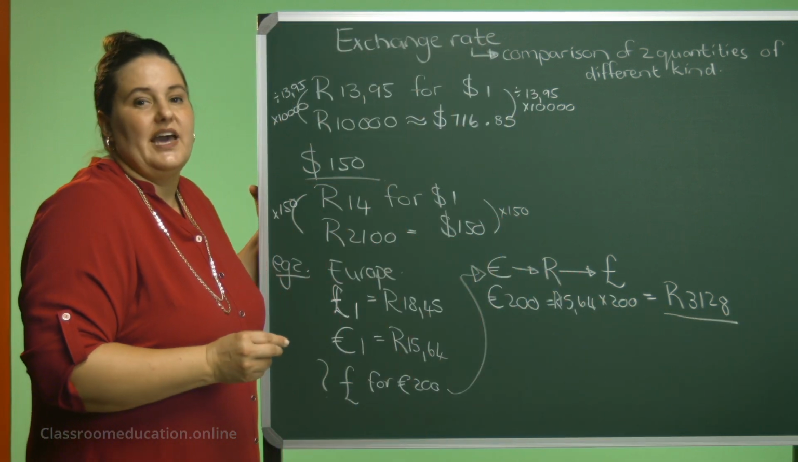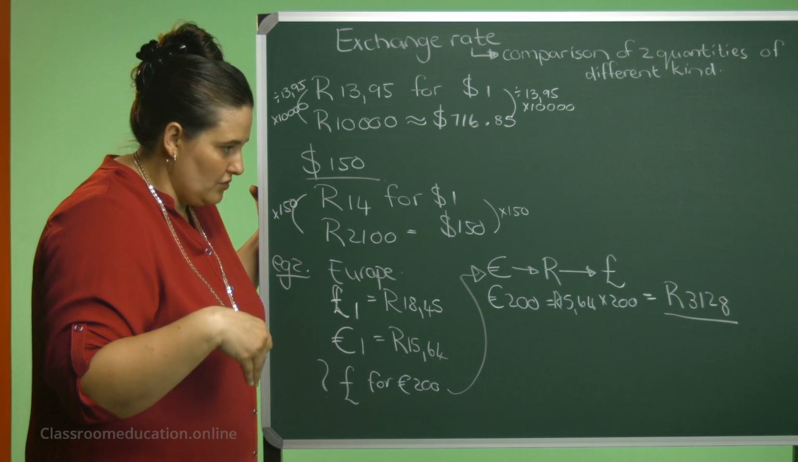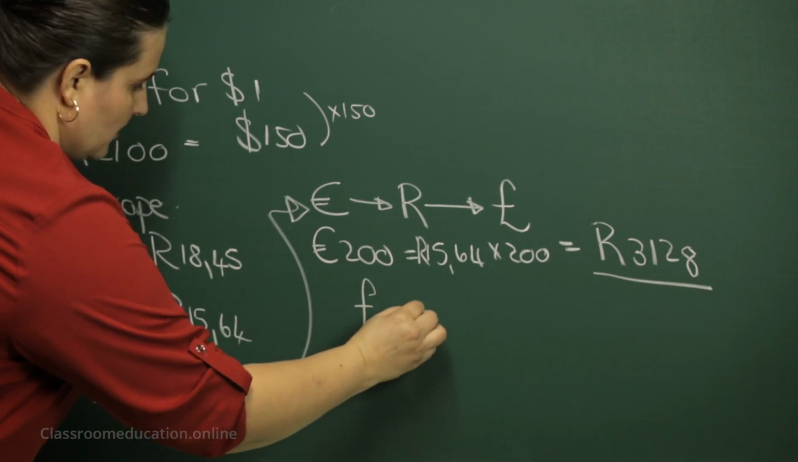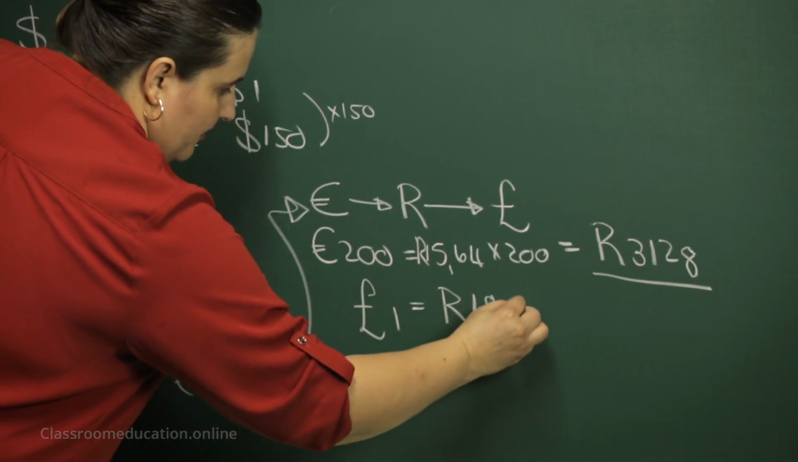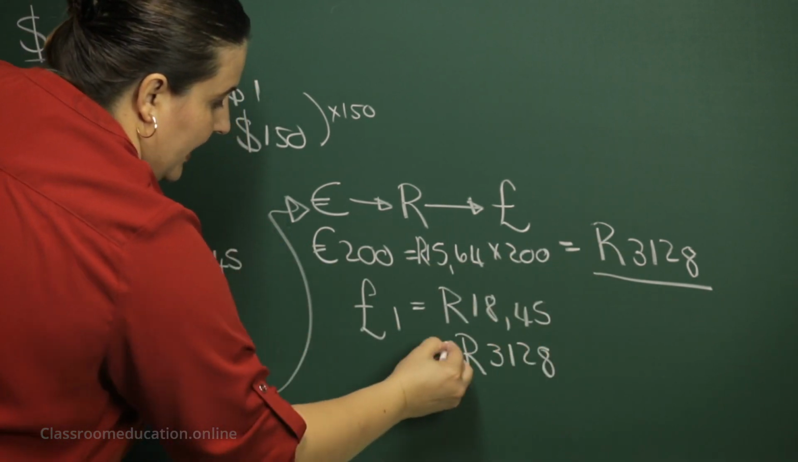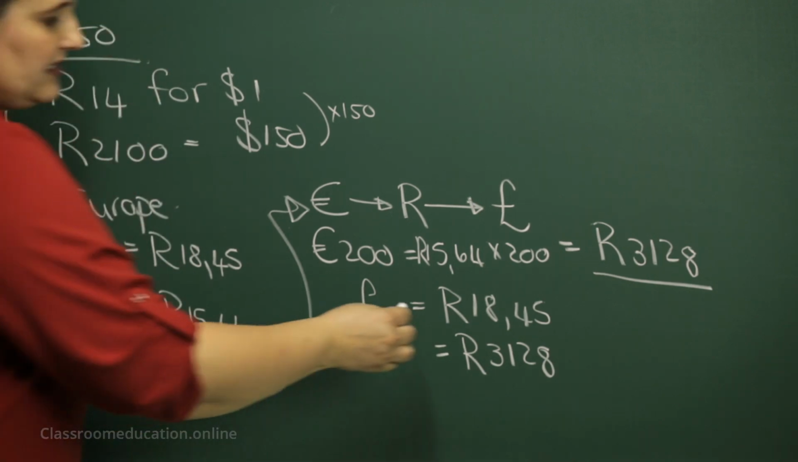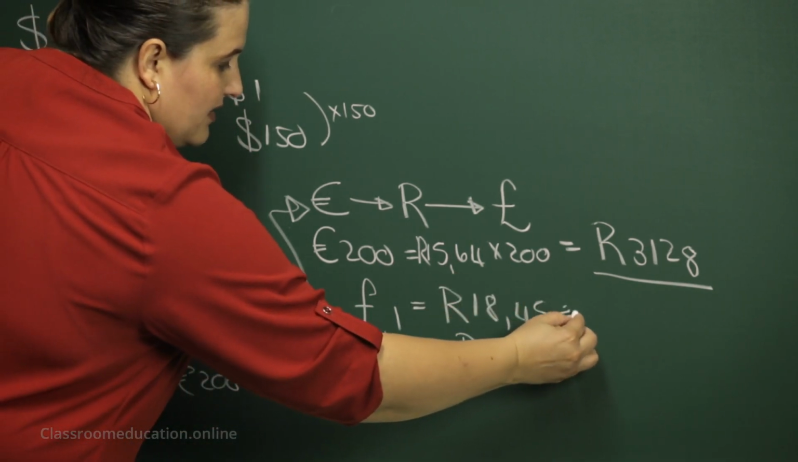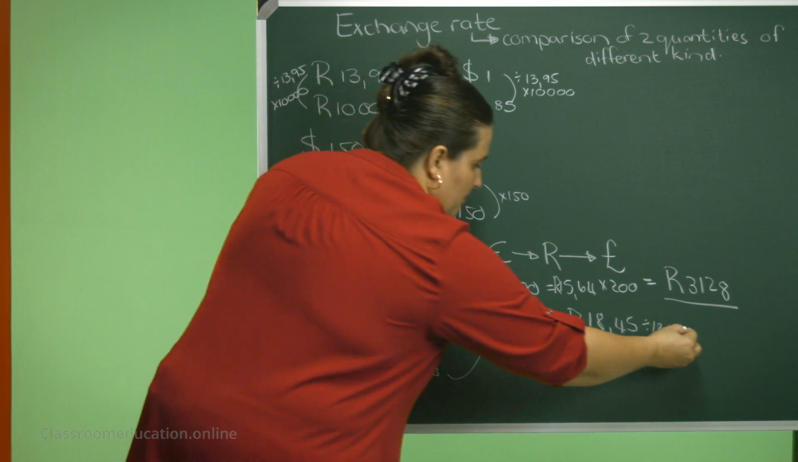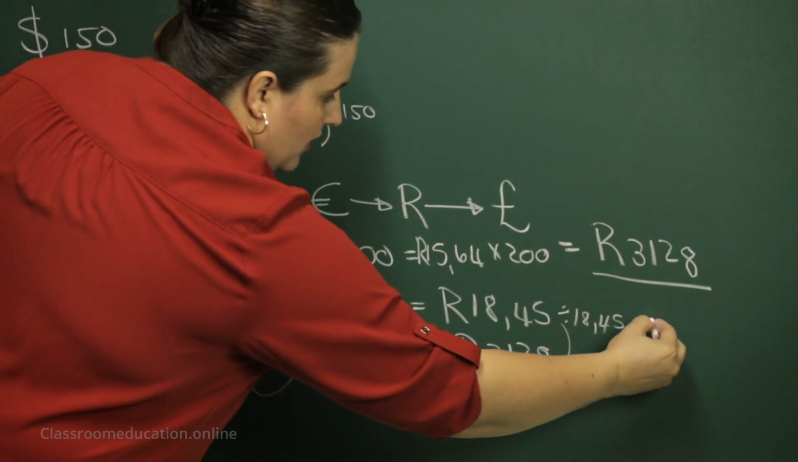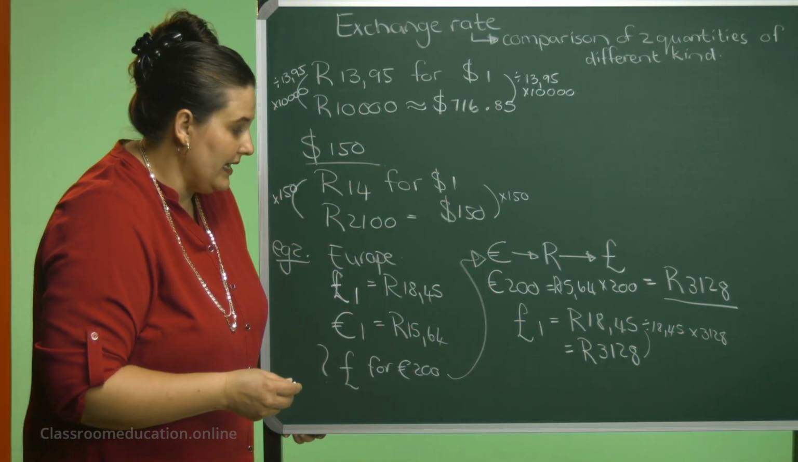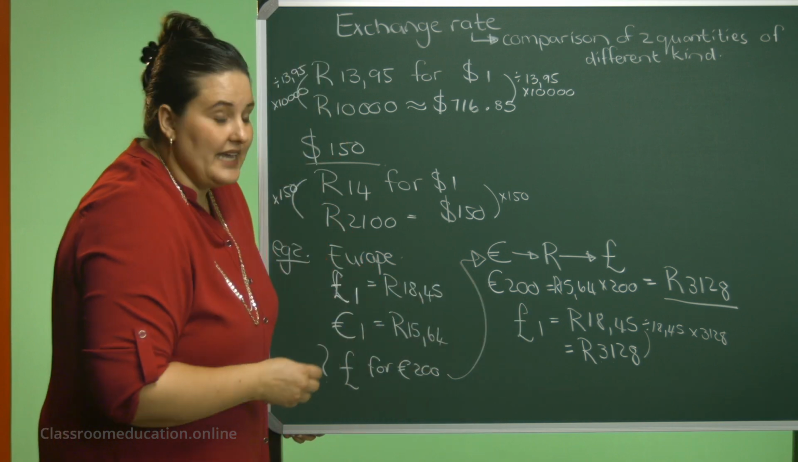And now that you have your 3,128 rand, you would like to convert that now to pounds. So what's the exchange rate for pounds? We know that 1 pound is 18 rand 45. You would like to exchange 3,128 rand. How do you do that? Take your original one there. Divide it by itself to create an answer of 1. And then multiply it by 3,128 to get an answer of 3,128. Then you need to do it on this side as well.